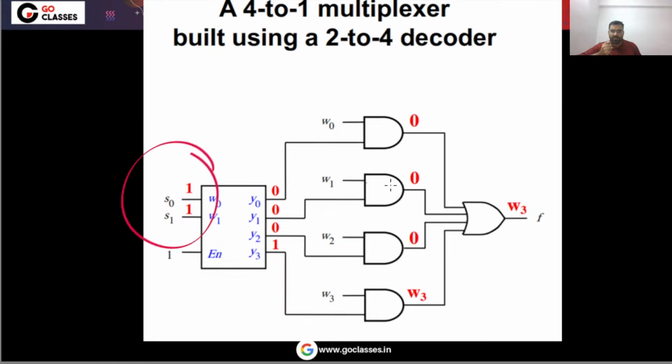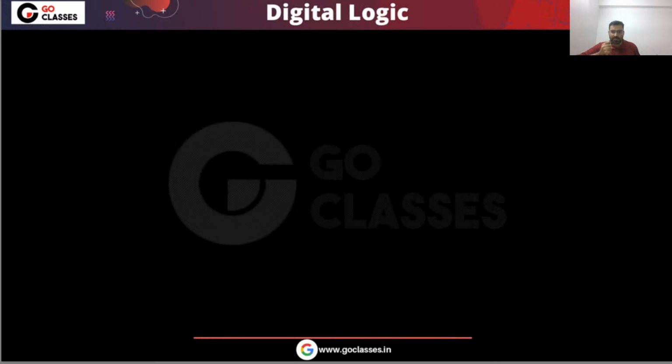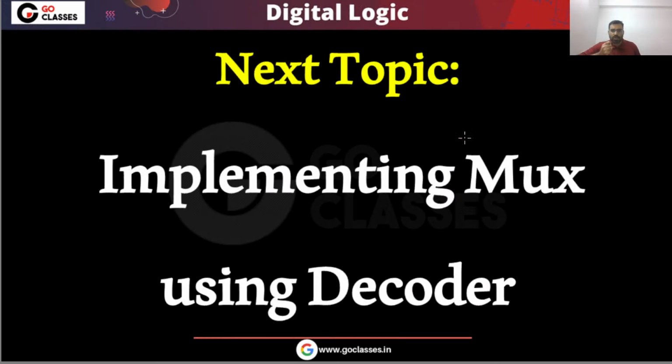So like this, 1 1 W3. So finally you can find out that this is a multiplexer. We have created a multiplexer. Is this clear? Any doubt, anyone? So remember, you can create multiplexer from decoder. If you have a decoder, from the decoder you can create a multiplexer.